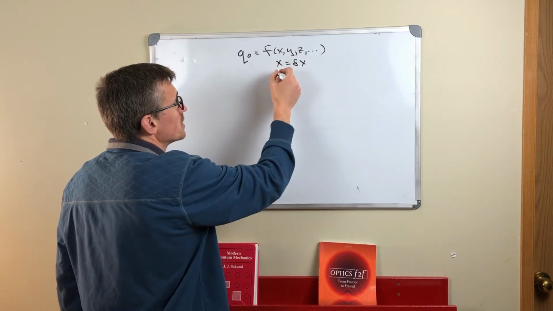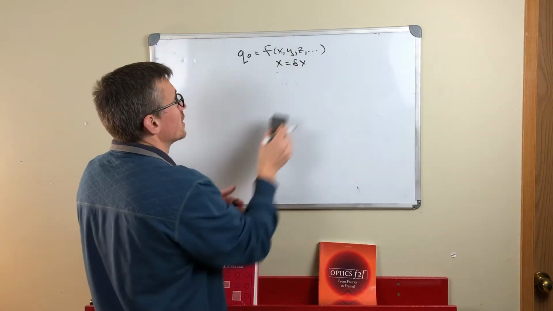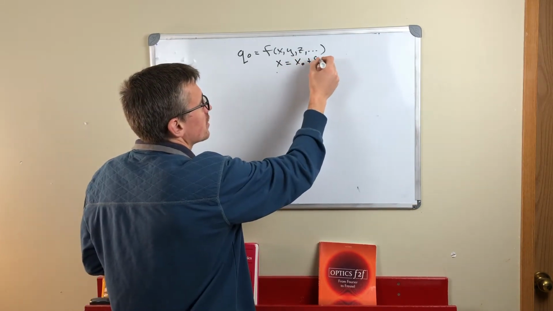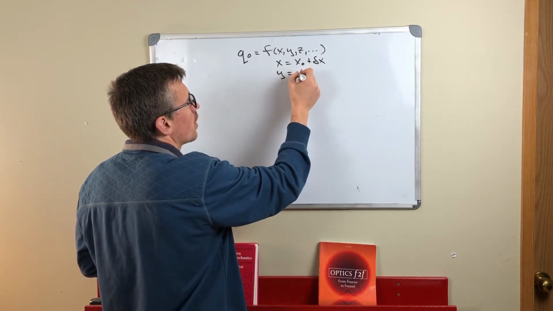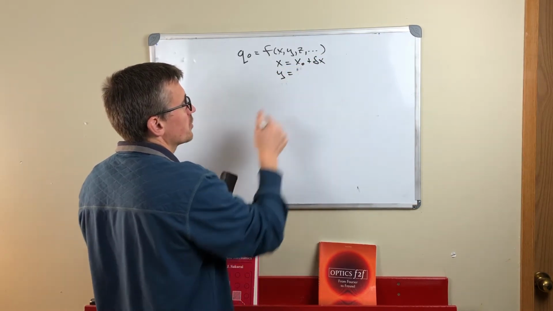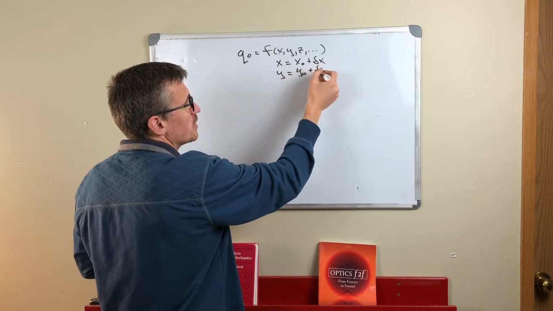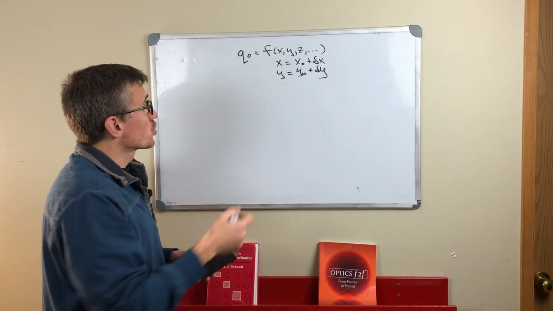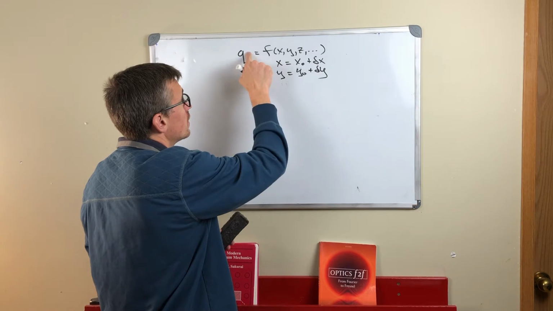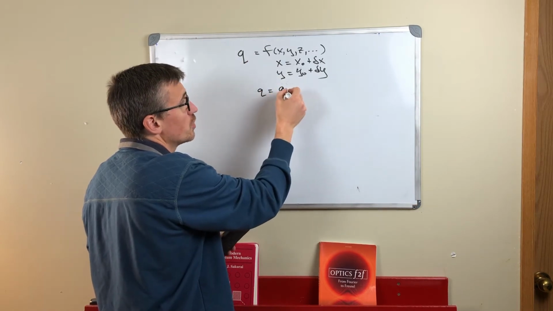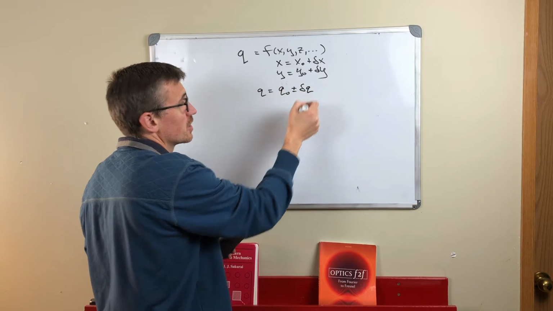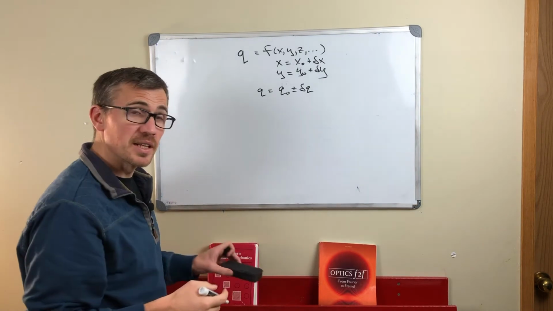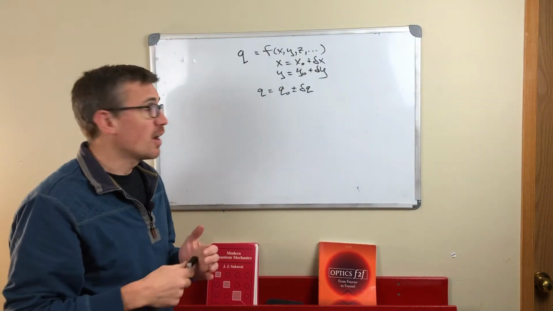Each one of those variables has some measured value. We'll call it x naught plus delta x. y is equal to y naught plus delta y, etc. And these would be the measured values that we had from last lecture. Now, that somehow has to translate to q is equal to q naught plus or minus delta q. We're going to have some uncertainty in the value of q that we measure. And that's what today is going to be all about. So let's figure out how that actually translates.